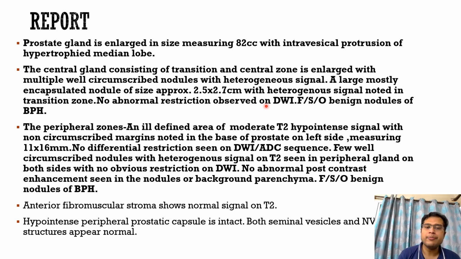But it did not show any differential restriction, again suggesting benignity. There were a few well circumscribed nodules with heterogeneous signal on T2 seen in the peripheral gland as well on both the sides, which did not show any obvious restriction on DWI, again suggesting benign etiology. Then there was no abnormal post-contrast enhancement seen in the nodules or the background parenchyma, which was suggestive of benign nodules of benign prostatic hypertrophy. The anterior fibromuscular stroma showed normal signal intensity on T2. The hypointense peripheral prostatic capsule, which is actually a pseudocapsule, was intact. Both the seminal vesicles and the neurovascular bundle at the 5 o'clock and the 8 o'clock positions were also normal.